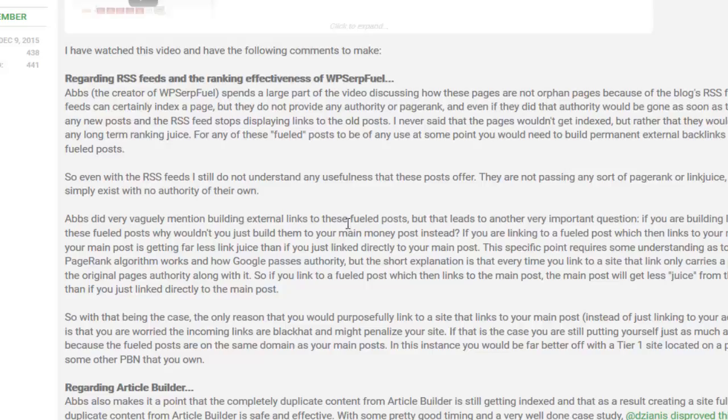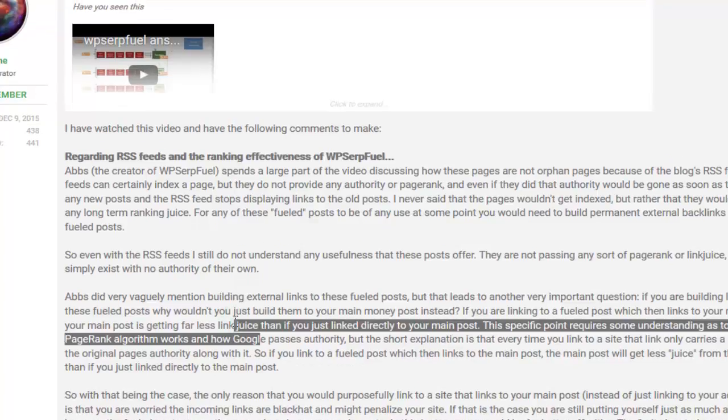Okay, so you vaguely mentioned building these fueled posts, but then you go on to say, but this leads to another very important question. If you're building links to these fueled posts, why wouldn't you just build them to your main money post instead? If you're linking to a fueled post, which then links to your main post, it's getting far less link juice, and if you just link directly to your main post, the specific post requires some understanding of how the PageRank algorithm works. You're talking about PageRank, you're talking about link juice. I'm not talking about that. Do you see where we're on different lines here? I hope you can, right?